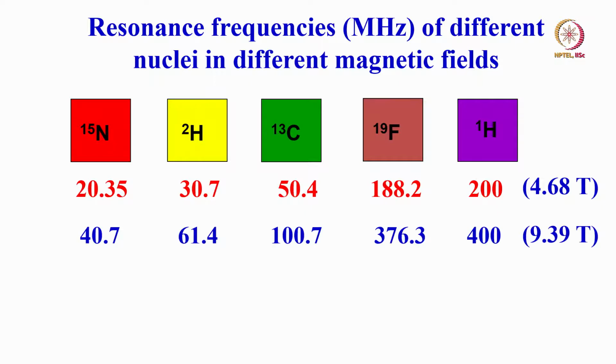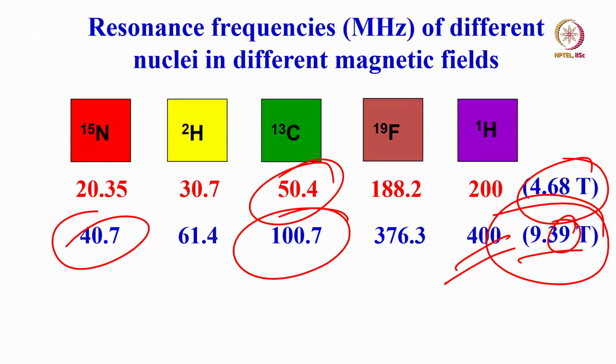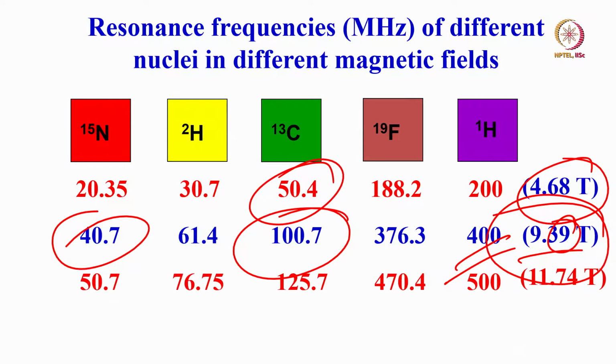Now, what happens if I change the magnetic field? You see, from 4.68 I change to 9.39, proton becomes 400, and then similarly carbon 13 doubled, everything gets doubled because I changed the magnetic field to double. Of course, it should be exactly double. 4.68 if you multiply by 2, there is some multiplication mistake, do not worry, it should be 9.36. Similarly at 11.74 Tesla you can see the resonating frequencies are different. So, different magnetic field, different nuclei, we have different resonating frequency, all can be individually studied.